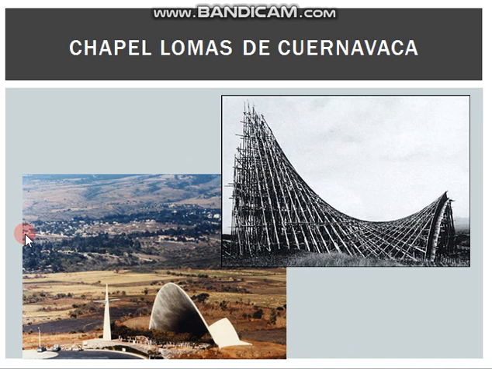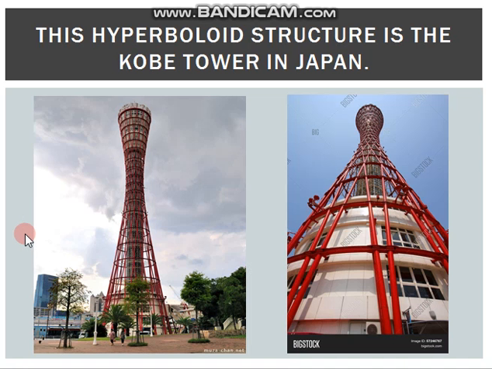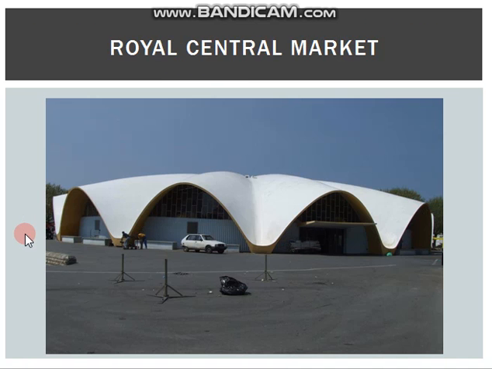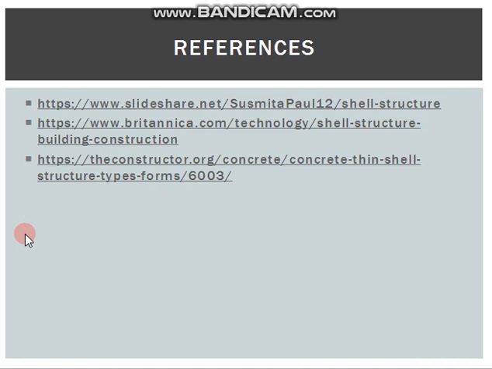Example: this shape belongs to Cuernavaca. This hyperbolic structure is the Kobe Tower in Japan. Roll Center Market is a reference.